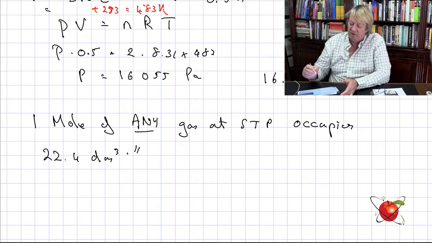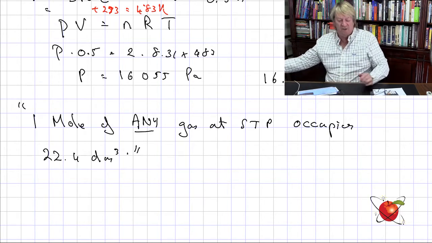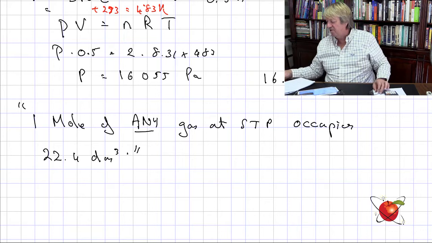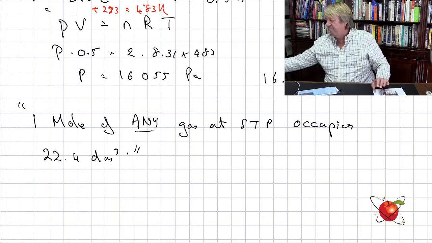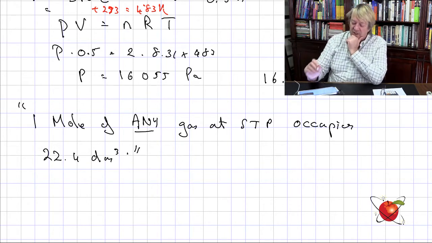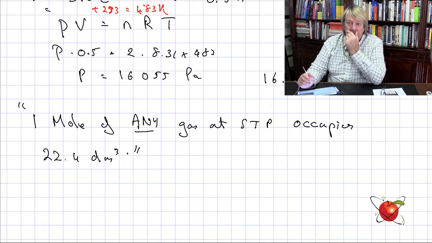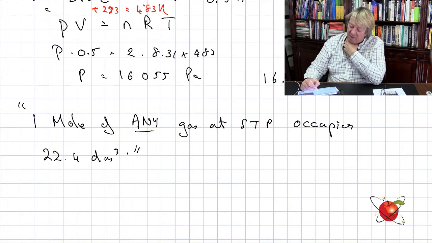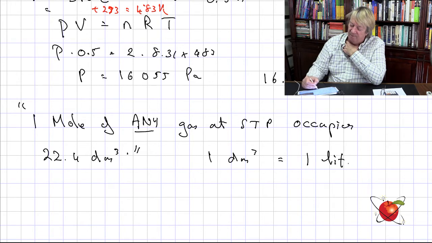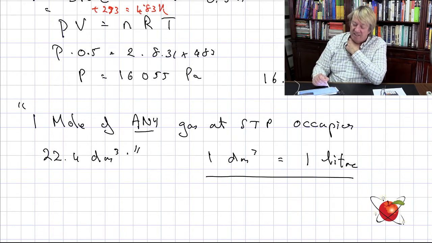That's something that we've got to remember, and I think it's also on the schedules. I'm not 100% sure, but we'll check up on that one. That's the 22.4 cubic decimeters, right? Please remember 1 cubic decimeter is equal to 1 liter, because they're going to give it sometimes in liters, or ask how many liters.